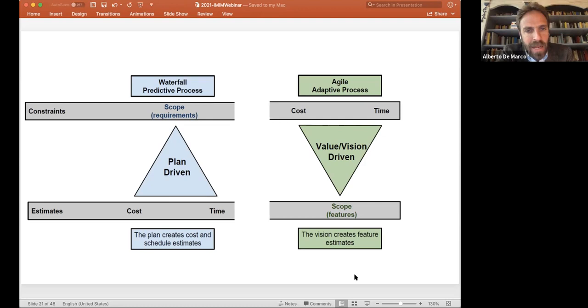Now, this traditional predictive process sometimes fails. It especially fails when the level of uncertainty is very high and when it's hard to accurately predict the future outcomes from the beginning.